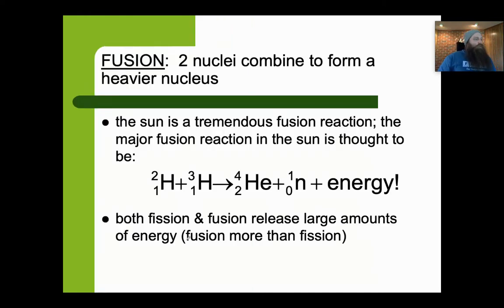All right, so fusion, like we said in the last video, occurs when you have two nuclei combining to make a heavier nucleus. So the sun is a fusion reactor. All stars are fusion reactors. And the biggest reaction going on in the sun is thought to be the one right here in front of you. It is the combination of two isotopes of hydrogen to make one atom of helium, a free neutron, and a bunch of energy.